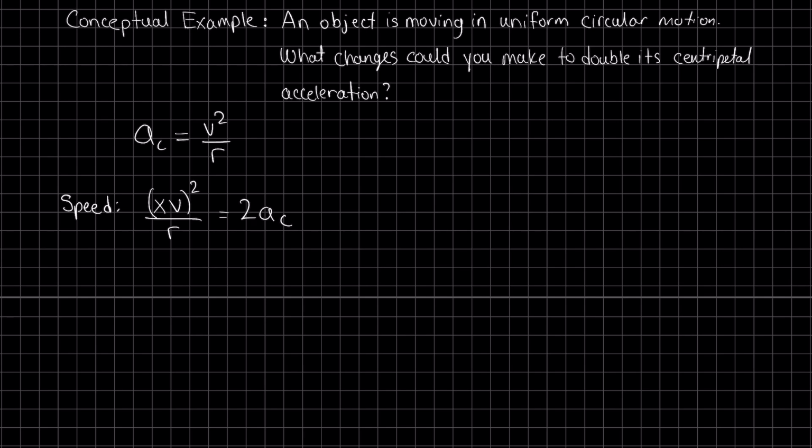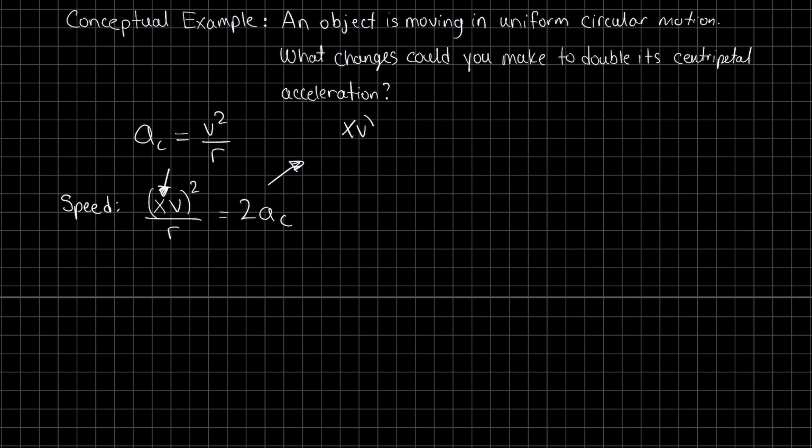Now, this might look funny, but this x just represents some number. It's just some number that I'm multiplying the speed by. If I'm going to increase it, that number should be greater than 1. If I want to decrease the centripetal acceleration, I have to multiply the speed by a factor that is less than 1.